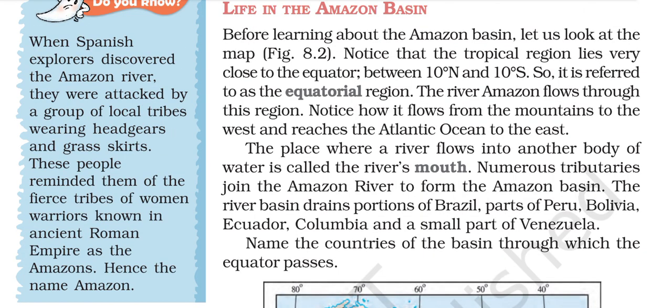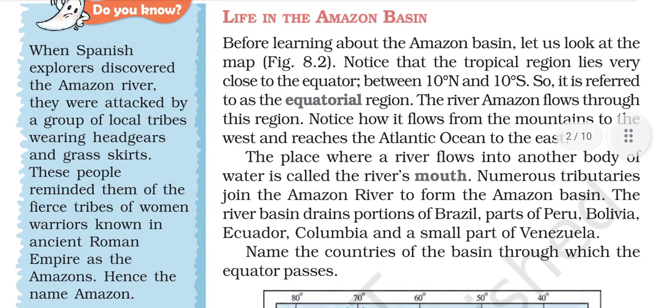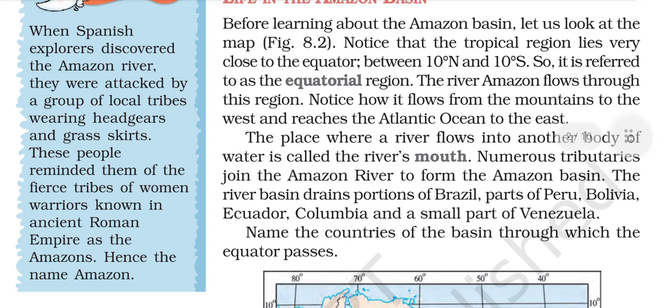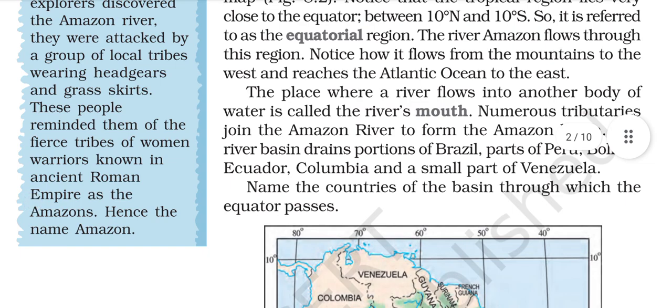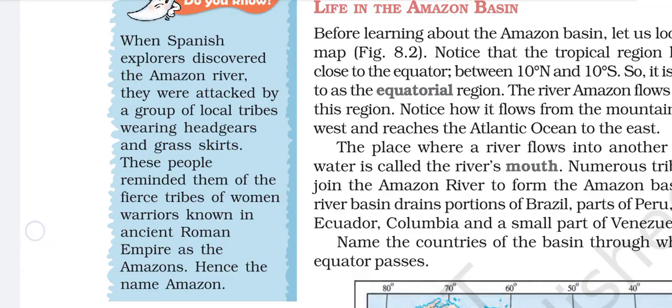Now you will be knowing how the river got its name. When some Spanish explorers discovered the Amazon River, they were attacked by a group of local tribal people, who were wearing headgear and grass skirts. You know how tribal people look. They were wearing dresses like tribal people used to wear.